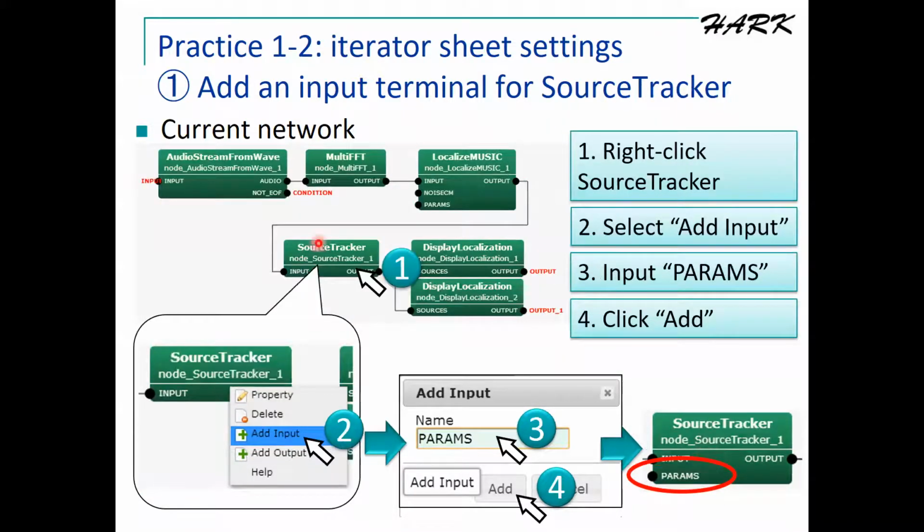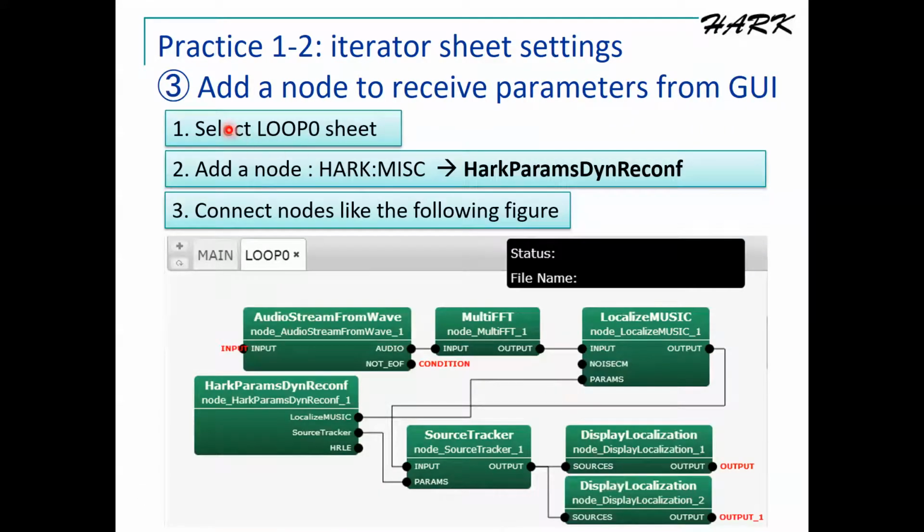Do the same thing for your SourceTracker node. Right-click SourceTracker and select Add Input. This window is displayed. Please enter PARAMS here in uppercase like this. After preparing 2 PARAMS terminals, please add HARK params dynamic conf from MISC in the node list panel. Please connect these 2 outputs to PARAMS related to LocalizeMusic and SourceTracker like this figure.